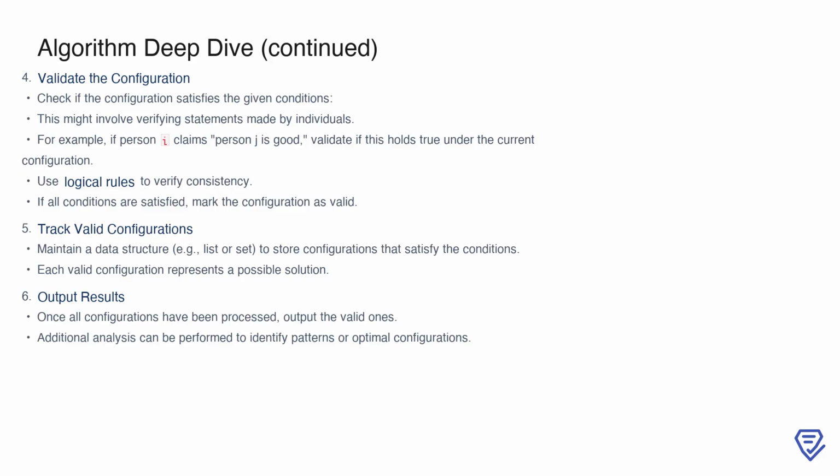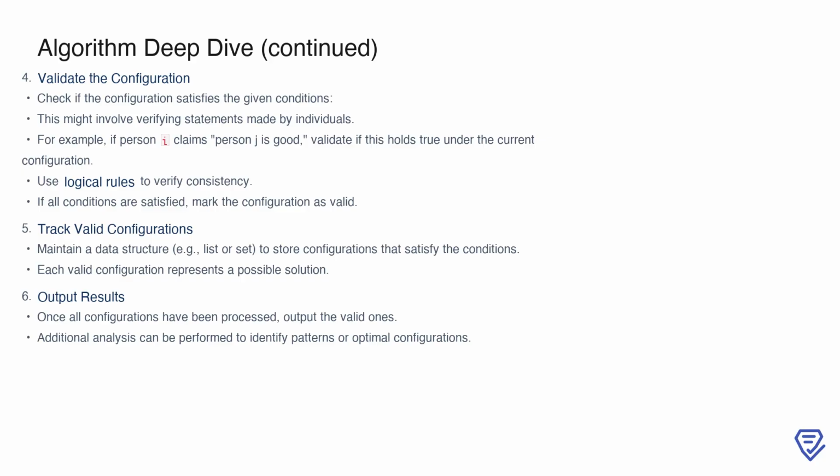This involves checking if the configuration aligns with the given conditions, such as statements or relationships between individuals. For example, if person I claims that person J is good, we need to check whether this statement holds true under the current configuration. Logical rules play a key role here, as we systematically verify the consistency of all statements. If the configuration satisfies all the conditions, we mark it as valid.